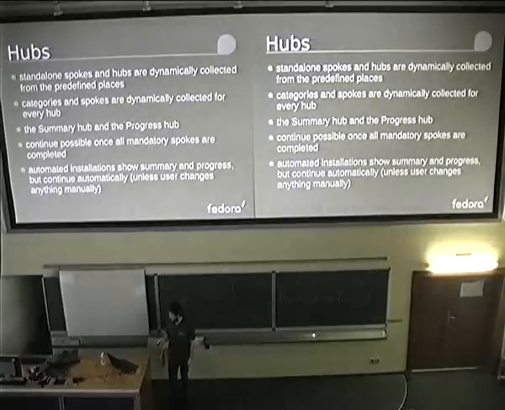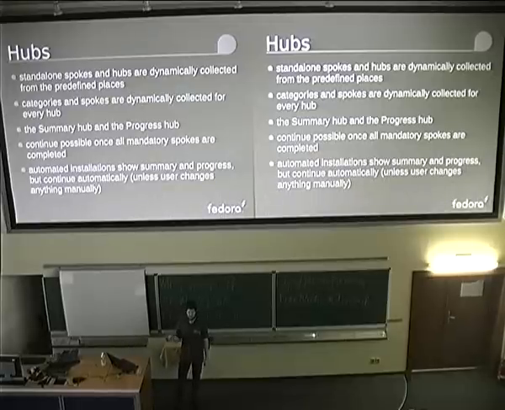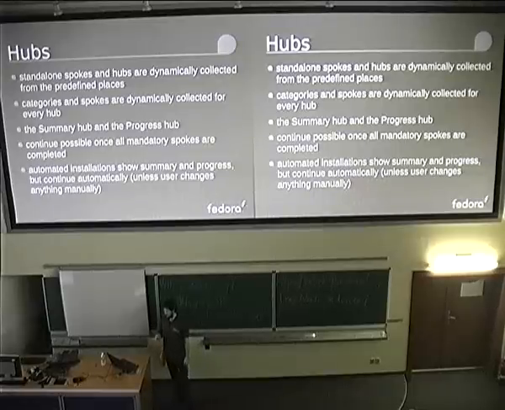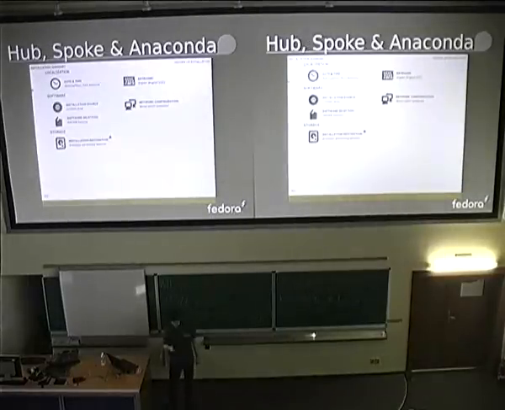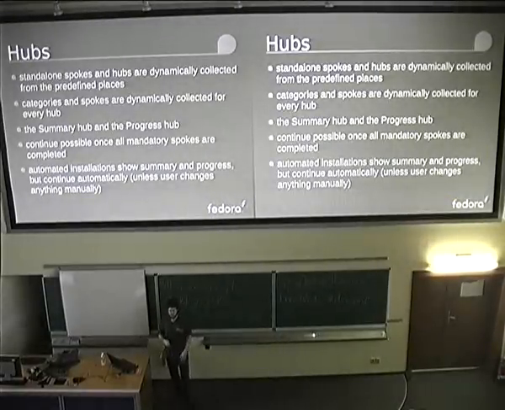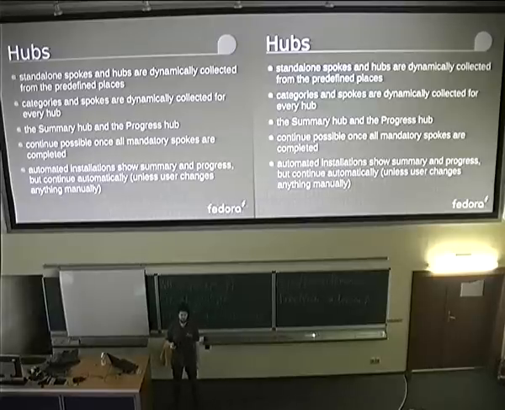So let's get to the hubs. The nice thing is that hubs and also the standalone spokes are dynamically collected from predefined places, which allows us to collect also the add-on hubs. And then the spokes and categories are collected for every hub. So far, we have the summary hub, the one that you've seen in this picture, and also the progress hub that displays the installation progress, but also contains a spoke to configure the root password. And what is almost finished is the user configuration, so that you can create users for your system during package installation.